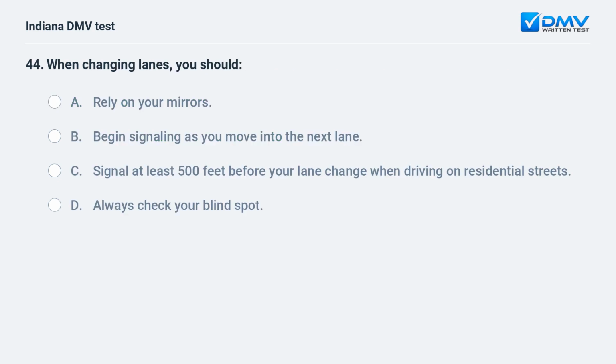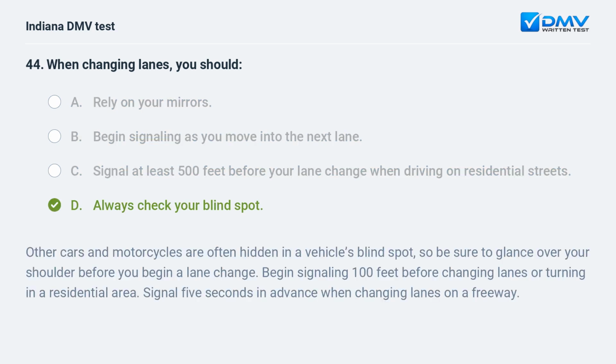When changing lanes, you should: a. Rely on your mirrors. b. Begin signaling as you move into the next lane. c. Signal at least 500 feet before your lane change when driving on residential streets. d. Always check your blind spot.